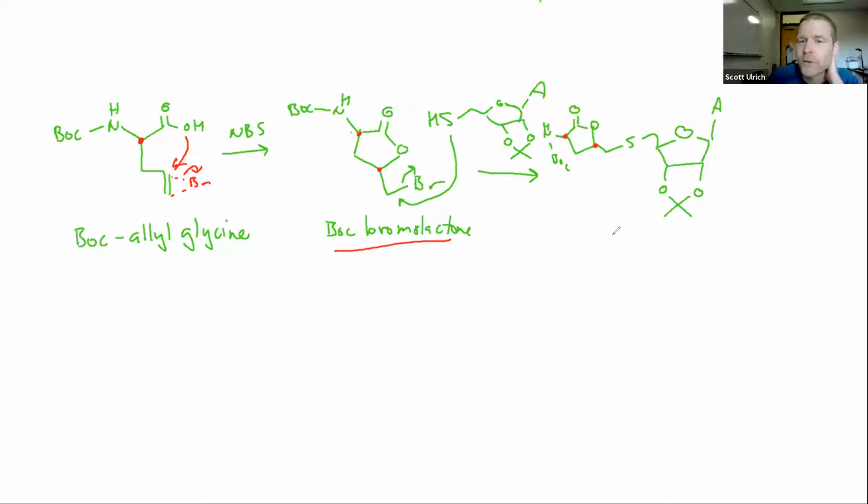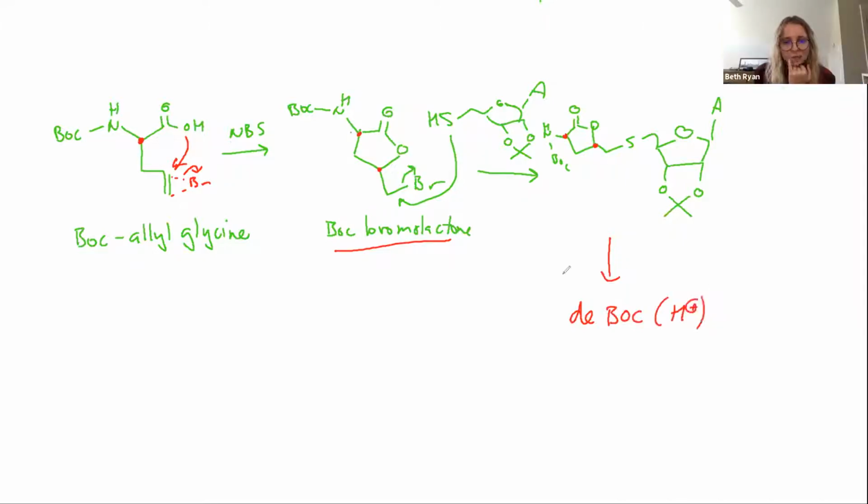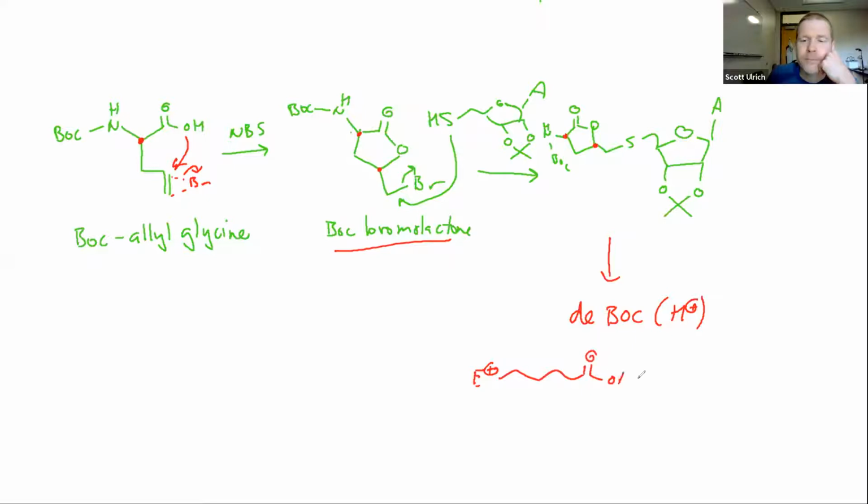So then what you would do would be to deprotect. Boc comes off with acid. And then you would add your electrophile, either as the acid with a coupling reagent or as the acid chloride, to the liberated nitrogen. Okay. That's how I think it would go.